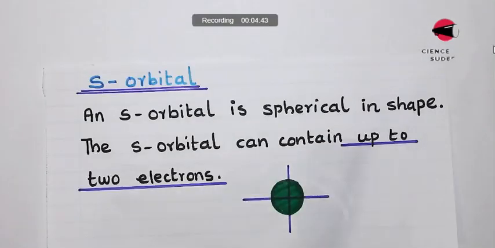Let's have a look at s orbital. An s orbital is spherical in shape. The s orbital can contain up to 2 electrons. The maximum number of electrons an s orbital can have is 2, and you can have a look at the shape of the s orbital, that's spherical in shape.